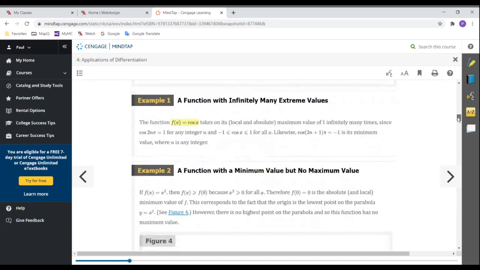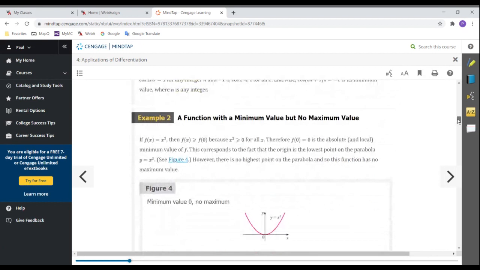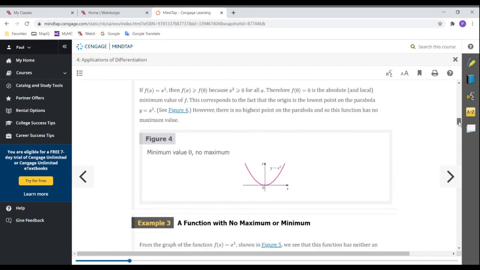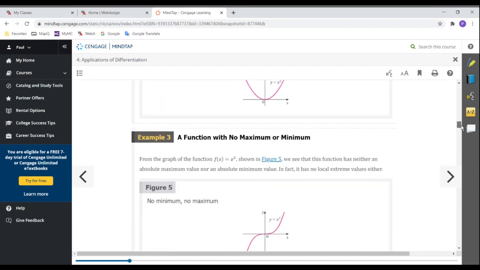In example 2, you can have a function with a minimum value but no maximum value. Look at figure 4 here. This parabola, y equals x squared, has a minimum value, and that value is 0, but it has no maximum value. Pretty simple. Nothing really too tricky here.